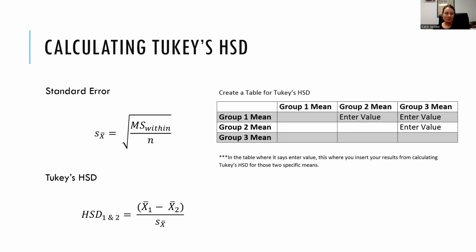And then to do Tukey's HSD, we have a formula where we take the mean of whatever we're comparing. So if we're comparing, let's say, the mean of group 1 and the mean of group 2, and we want to see if there's a significant difference between those two groups, we'd subtract their means from one another and then divide by that standard error. And then if we look in our Tukey's HSD table, you would enter whatever that calculation is, where group 1 mean intersects with group 2 mean. And you would do it for all the different comparisons that you were wanting.